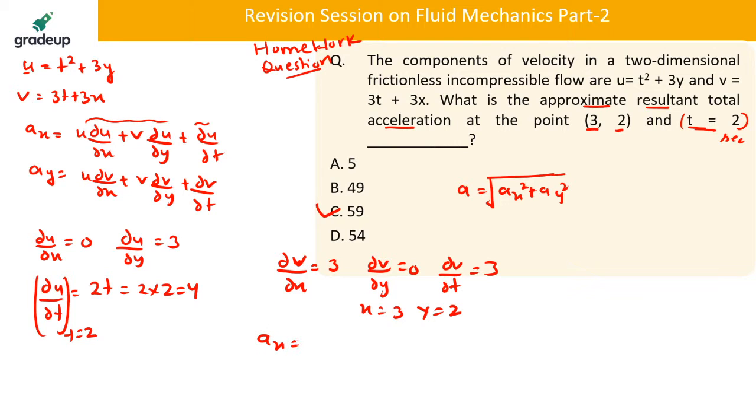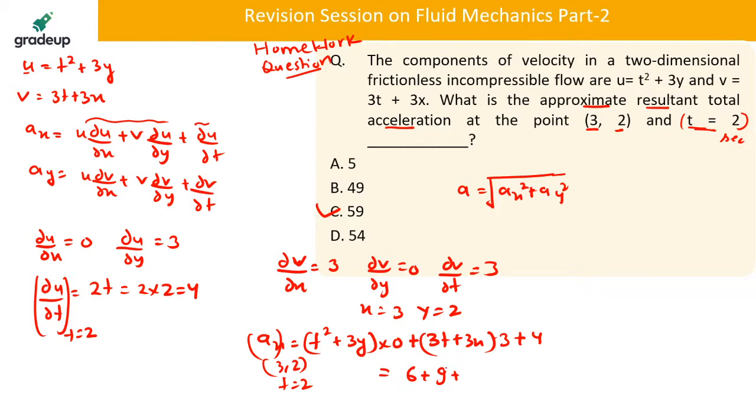So acceleration in the x direction will be equal to u, that is t square plus 3y, into the value of du by dx. Du by dx is 0, plus v, which is 3t plus 3x, into du by dy. Du by dy is equal to 3, plus du by dt, which is equal to 4. Now you have to put this acceleration at (3, 2), and you have to put the time t equal to 2. So if you put the values, you will get 3 into 2, 6, plus 9, plus 4. 6 plus 9 into 3 plus 4. That is 49. So acceleration in the x direction will be equal to 49 units.